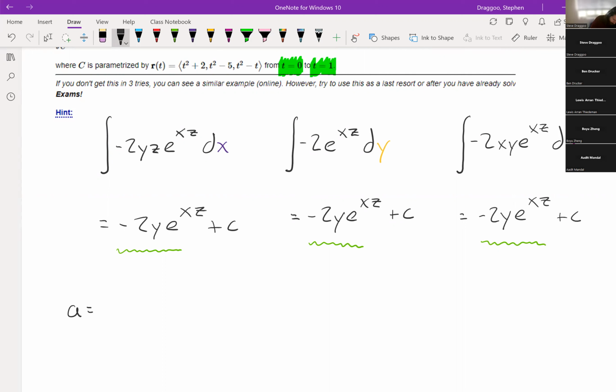So A is going to be R of 0, and that gets me the point 2, negative 5, 0. I should also get a B point. It's R of 1. And plug in 1. What do we get? 3, negative 4, 0.